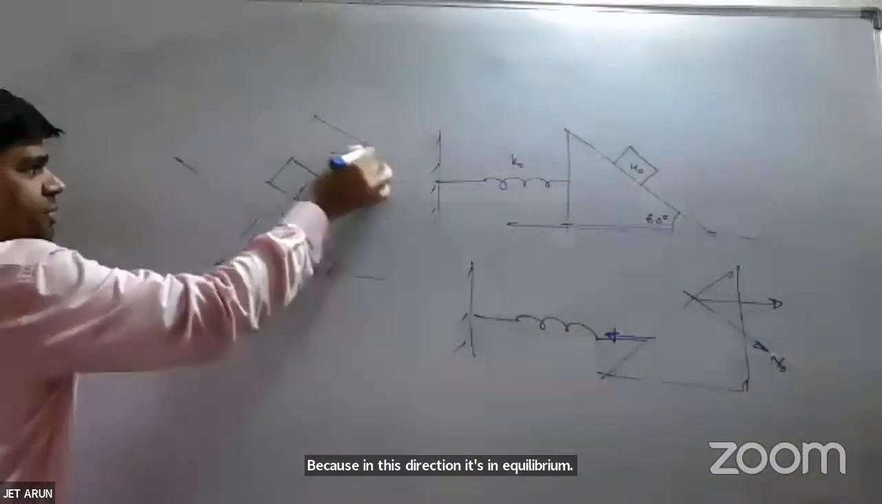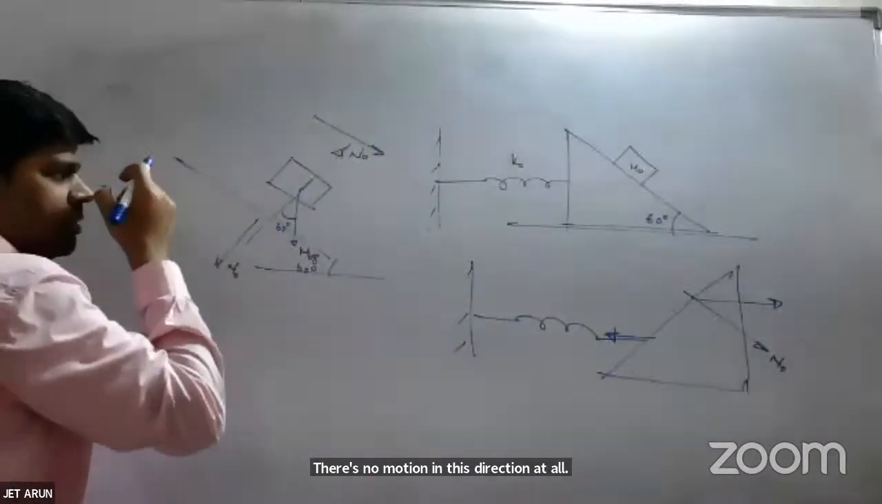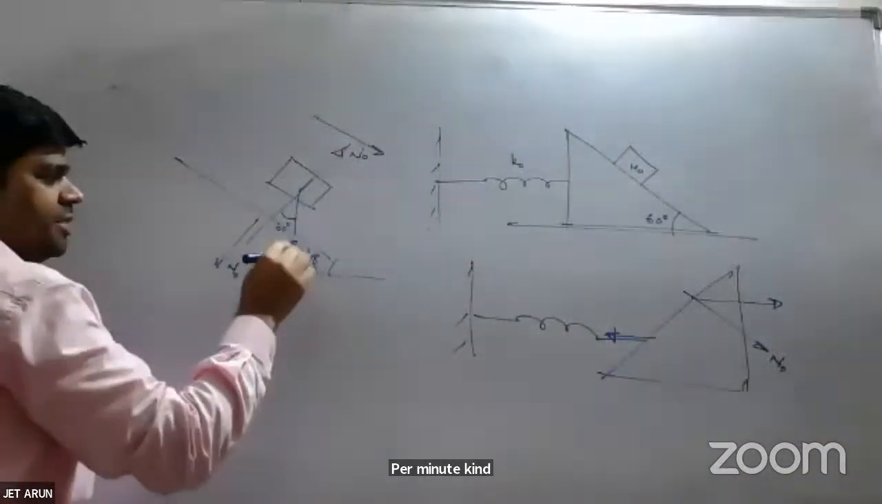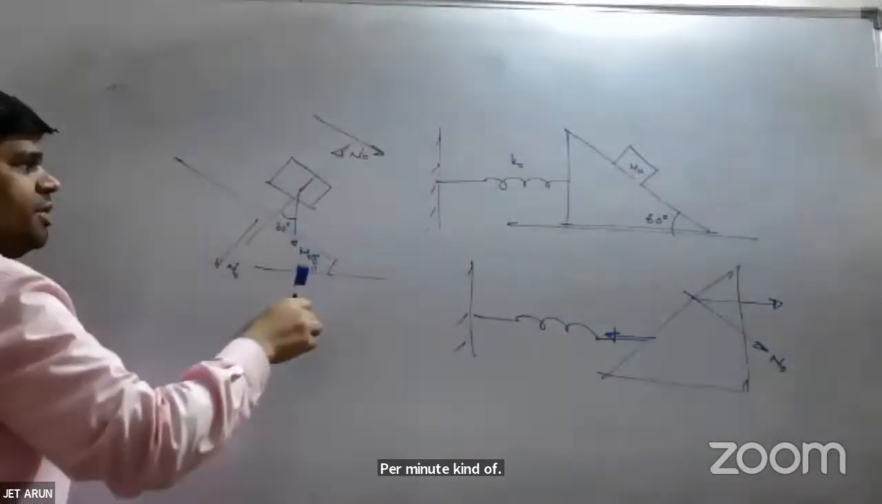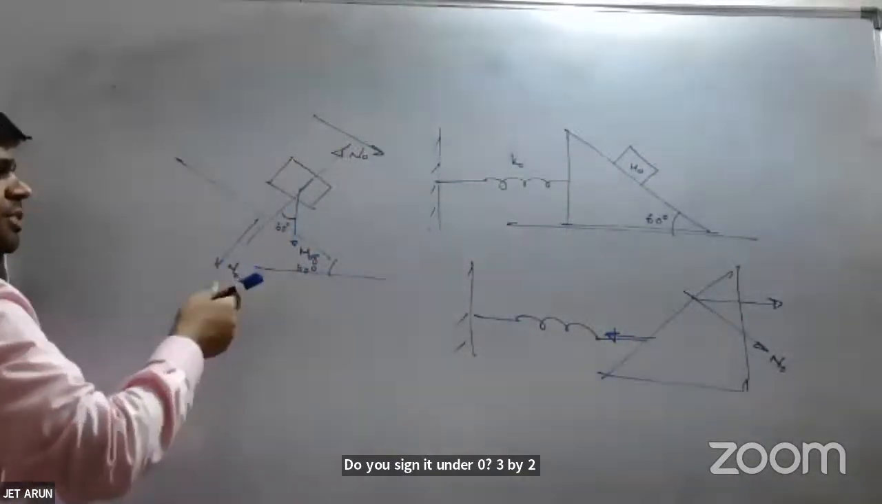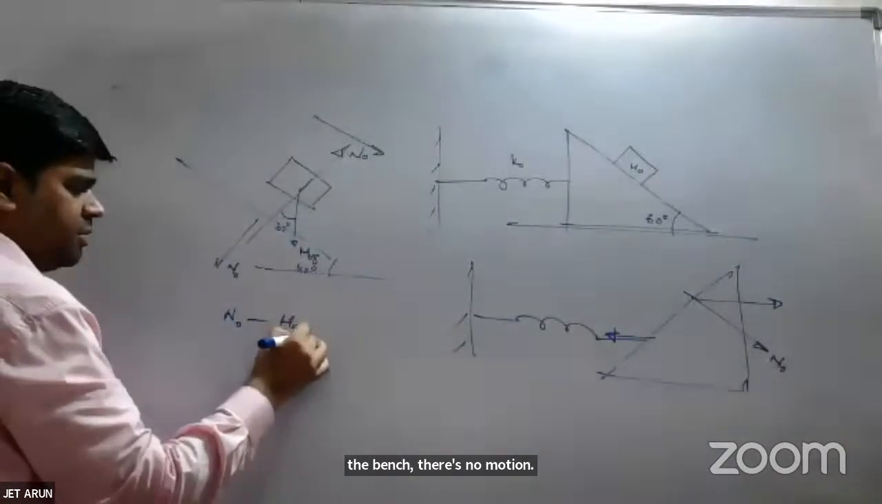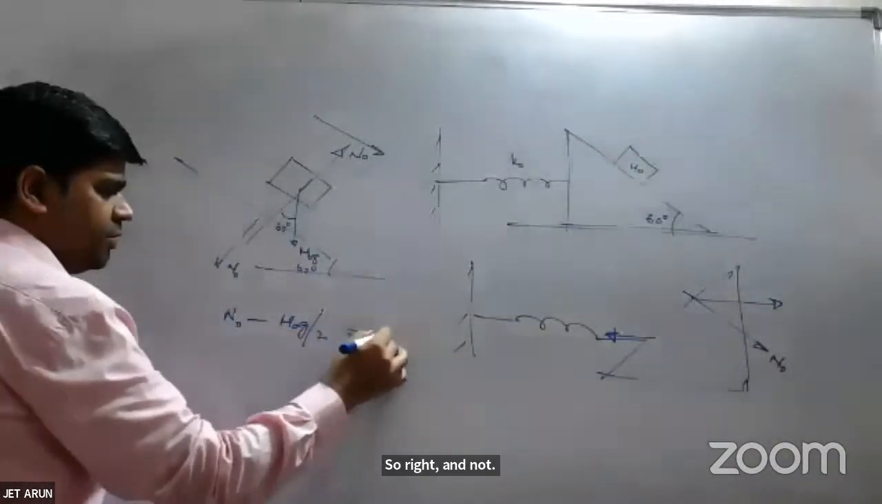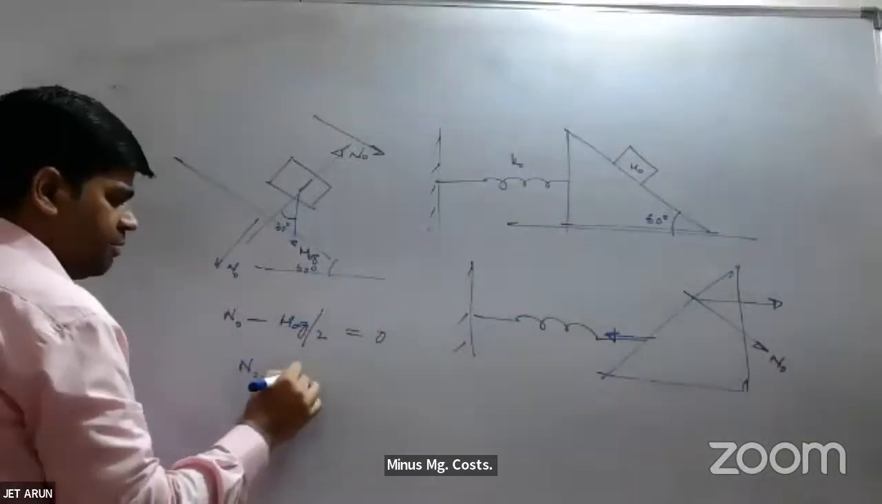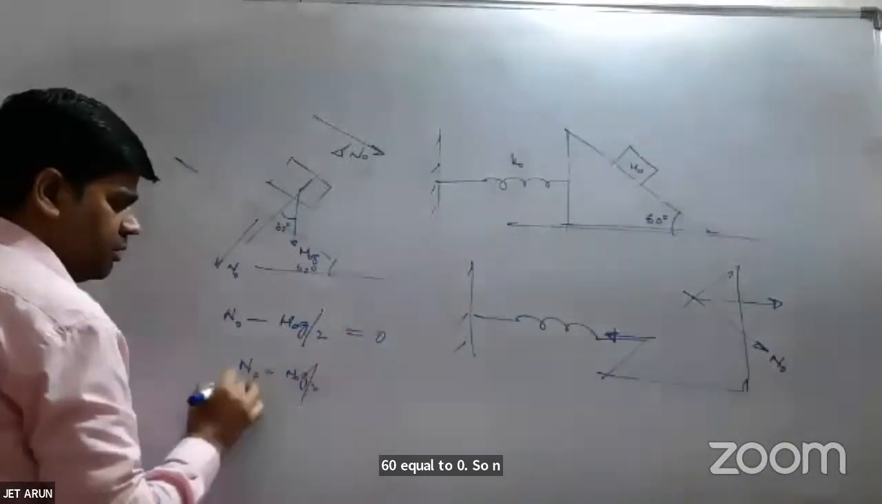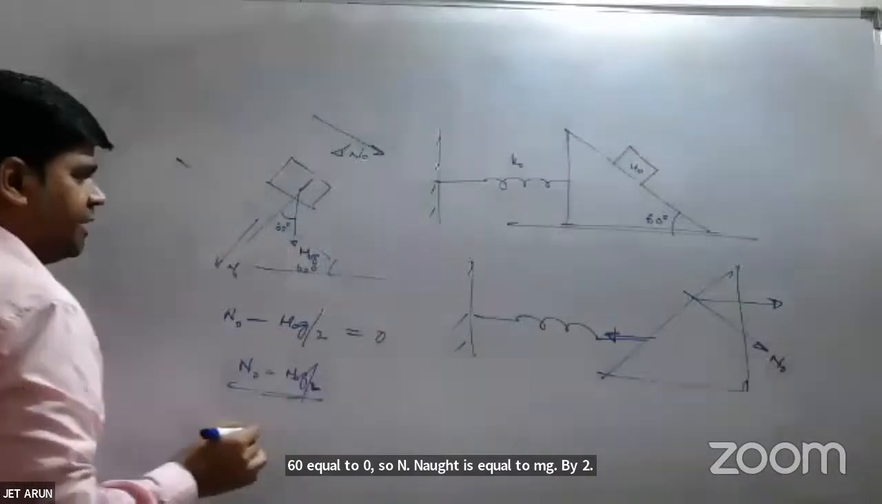Perpendicular. Downwards it slides, with g sin theta it slides. Right? g sin theta means g root 3 by 2 it slides. But perpendicular to the wedge, there is no motion. So I will write N naught minus mg cos 60 equal to 0. So N naught is equal to mg by 2. I got N naught. Fine, that's fine.